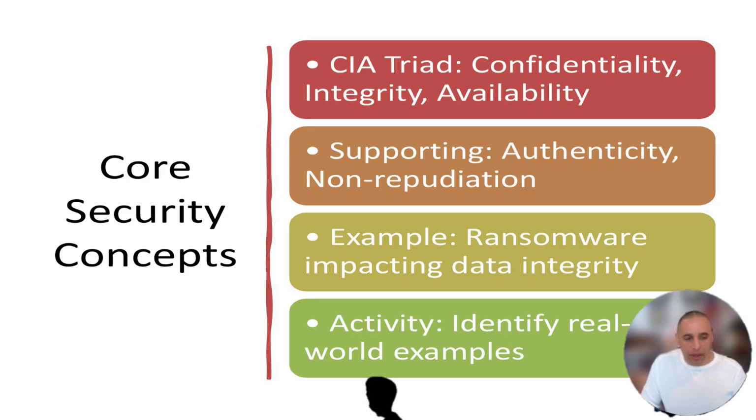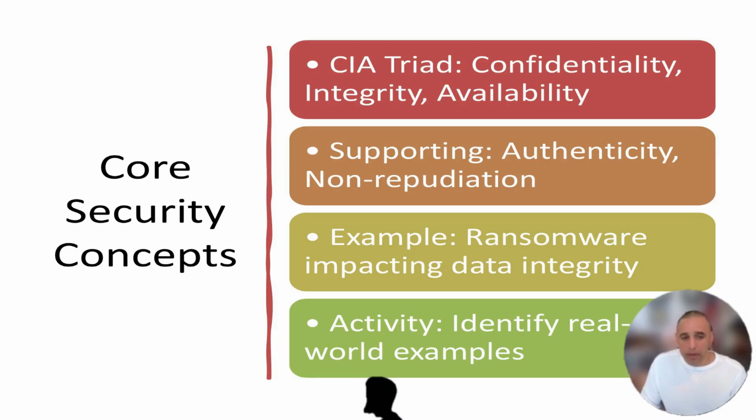In addition to the CIA triad, there are supporting principles like authenticity and non-repudiation. Authenticity verifies that users, systems, and data are genuine. Non-repudiation provides proof of the origin and delivery of data, so actions cannot be denied later. Let's consider a real-world example: ransomware. When ransomware attacks an organization, it can compromise data integrity by encrypting files and making them unusable. This impacts both the integrity and availability of information and can have serious business consequences.